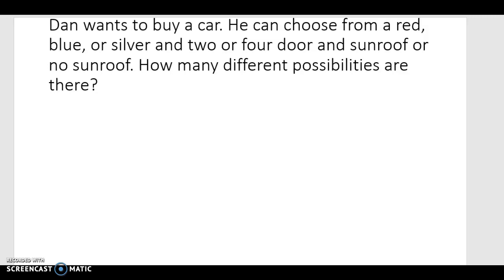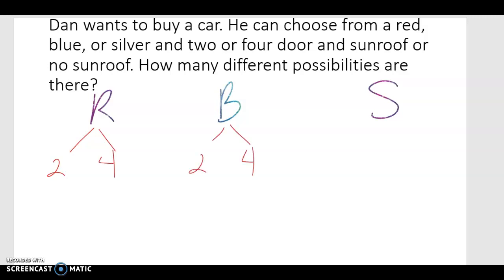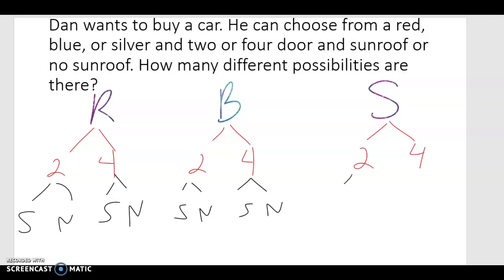Now, there's a bunch of different ways to figure this out, but first off, let's talk about his options. We know he can choose red or blue or silver. Okay, now we can break it down from there. This is where the tree comes in. We can also go 2-door or 4-door. A blue car could be a 2-door or a 4-door, and the silver car could be a 2-door or a 4-door. Now, don't forget, I could have a red car that is a 2-door, and then I could also go sunroof or no sunroof. So each one of these also has a sunroof or no sunroof option.